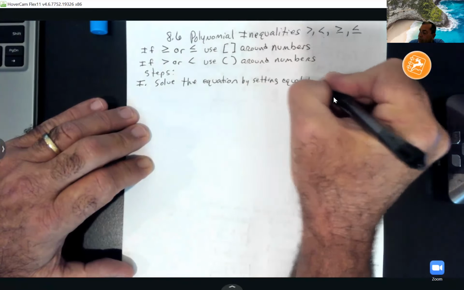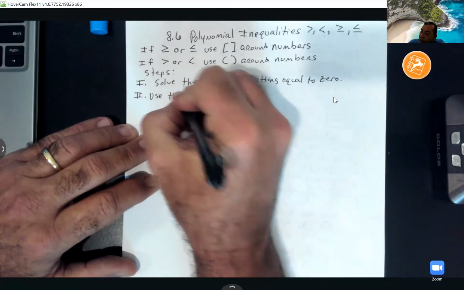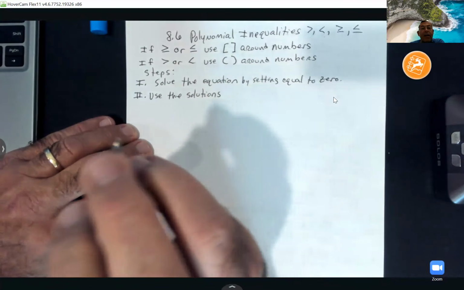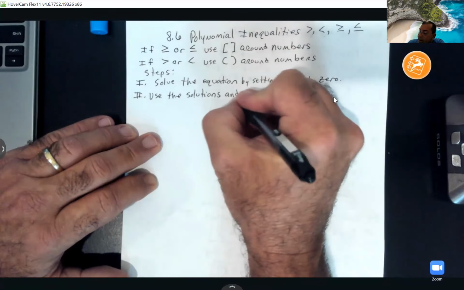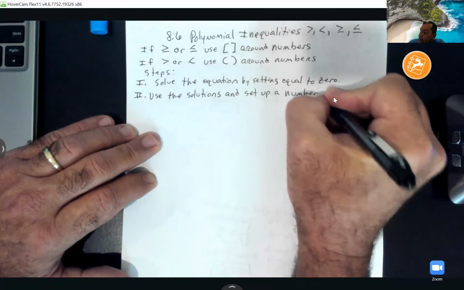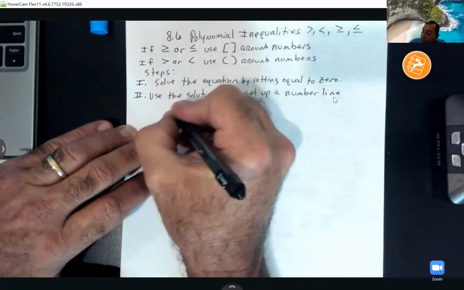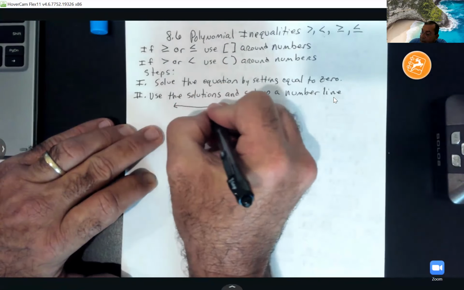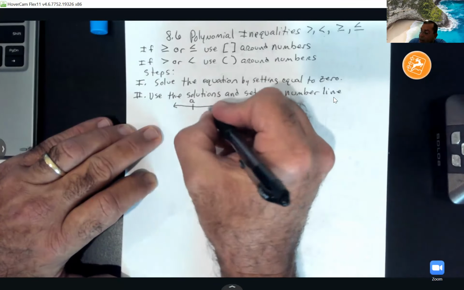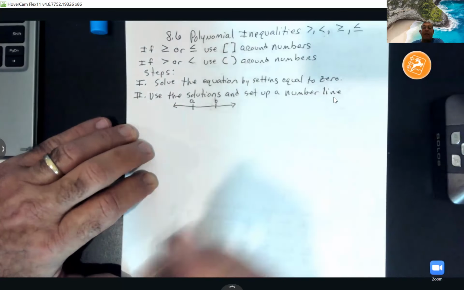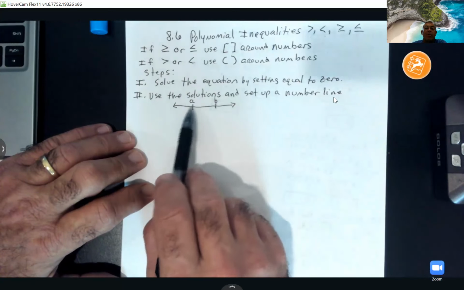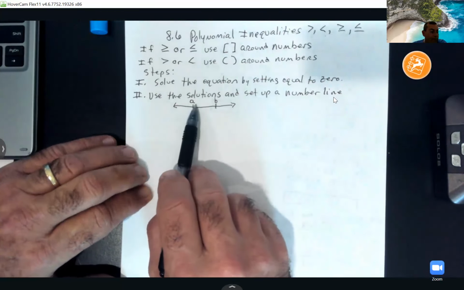So what we're going to do is use the solutions and set up a number line. My number line will have my two solutions. My first one, which I'm calling A, and my second solution, which will be B. I'm only worried about my two solutions when I make my number line here.